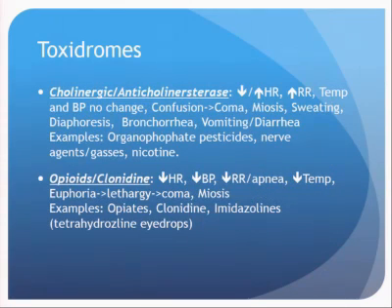Cholinergics and anticholinesterases, it's variable what the heart rate does. The respiratory rate goes up. They have really little temperature or blood pressure change. They're often confused, which can lead to coma. They have miosis. They're sweating. They're diaphoretic. They have bronchorrhea. They're vomiting. They have diarrhea.